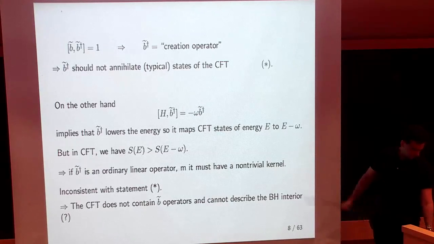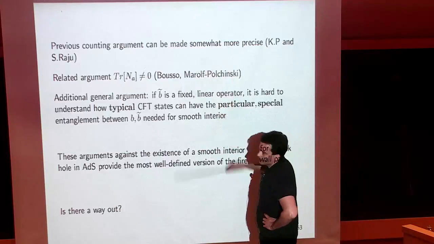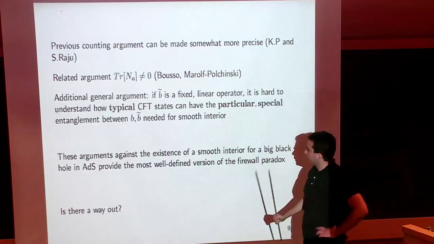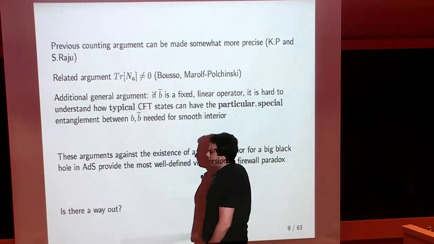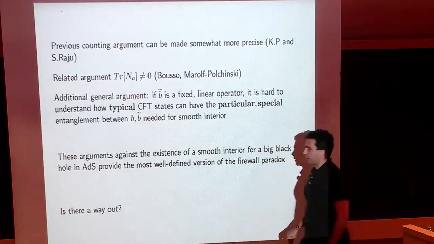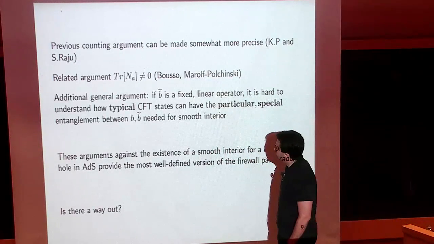So this is, I think, a kind of robust argument, and we have made it a little bit more precise by formulating it in terms of the two-point function in our recent paper. There are also related arguments, like an argument based on the trace of the number operator for the infalling observer, which was formulated by Bousso and Marólf-Polchinski.